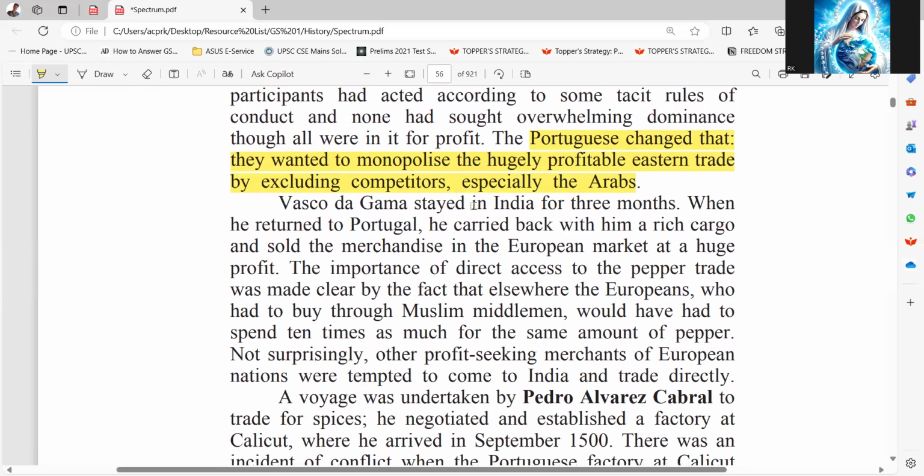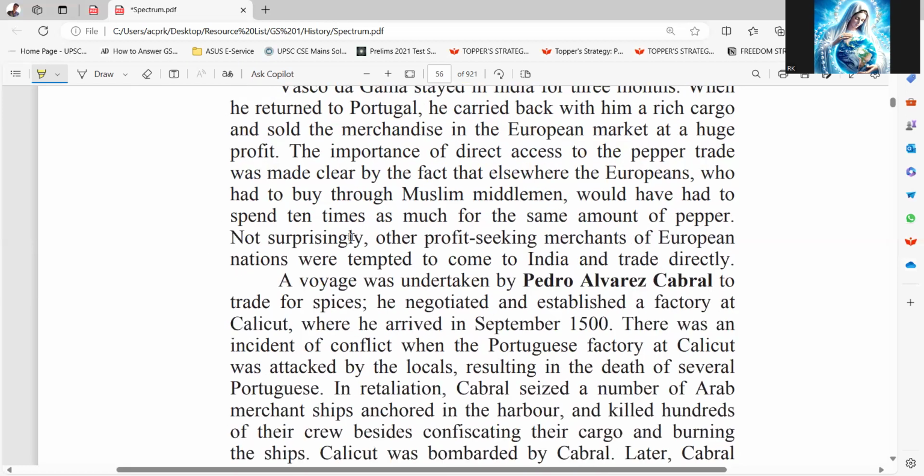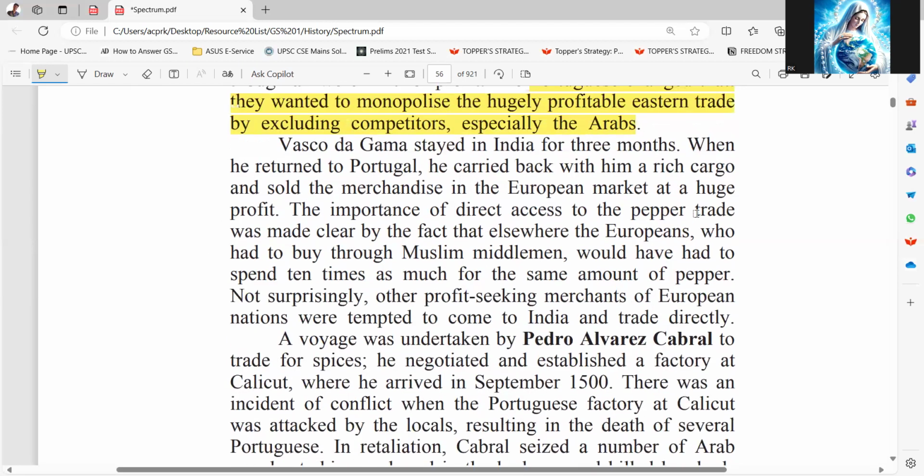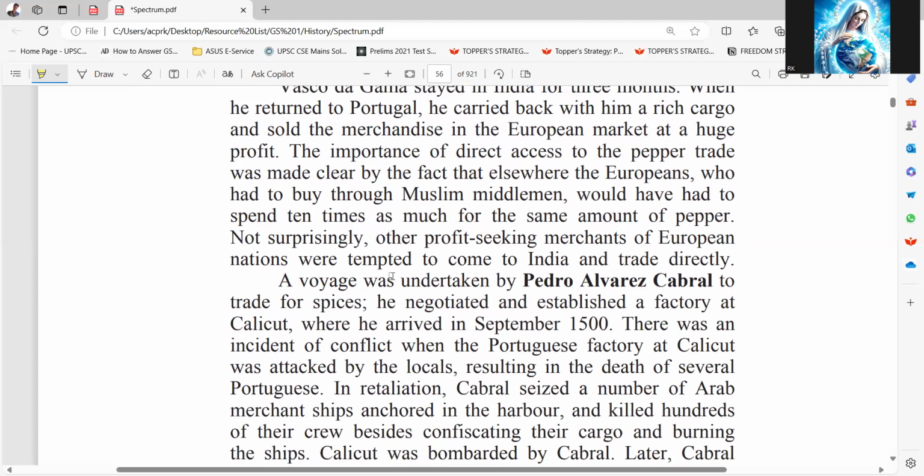Vasco da Gama stayed in India for 3 months. When he returned to Portugal, he carried back with him a rich cargo and sold the merchandise in the European market at a huge profit. The importance of the direct access to the pepper trade was made clear by the fact that elsewhere the Europeans who had to buy through Muslim middlemen would have had to spend 10 times as much for the same amount of pepper. Not surprisingly, other profit seeking merchants of European nations were tempted to come to India and trade directly.